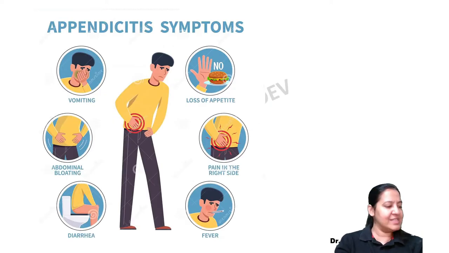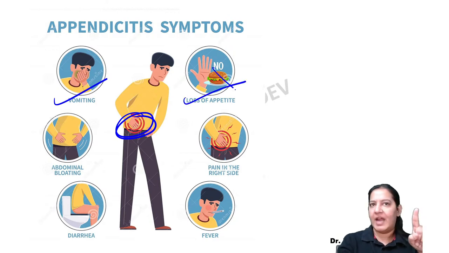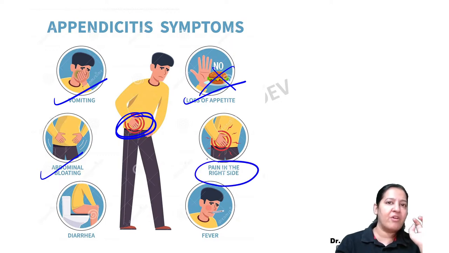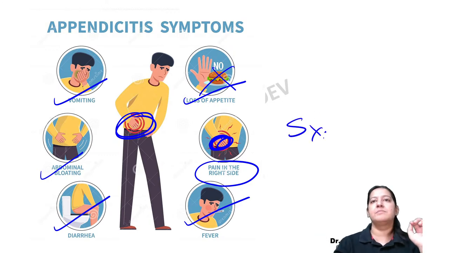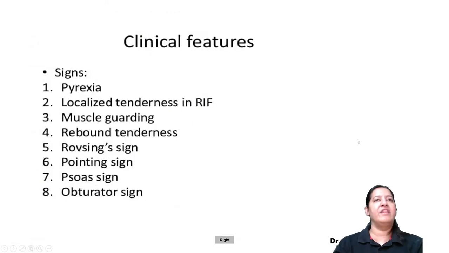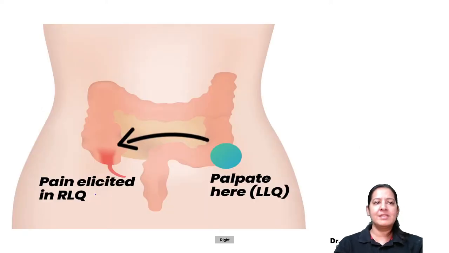So the patient is having severe, unbearable pain, vomiting, loss of appetite. The patient doesn't eat anything. Abdominal fullness, bloating, pain in the right lower quadrant. See, it is the right lower quadrant. The patient has diarrhea and fever. These are the symptoms. Symptoms I have already taught you. The signs, you may know the signs.